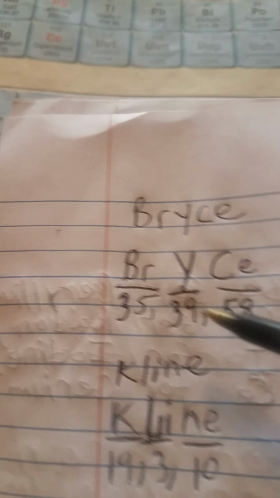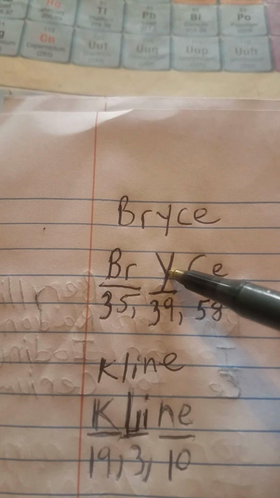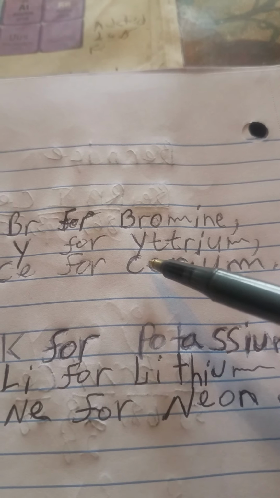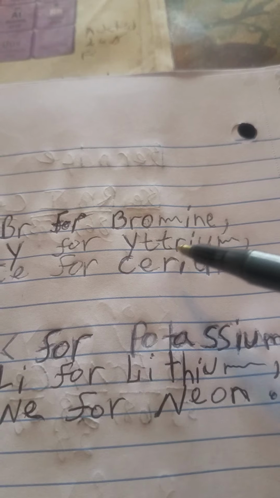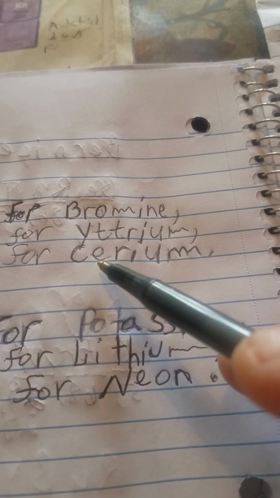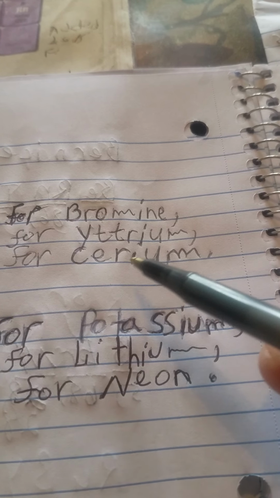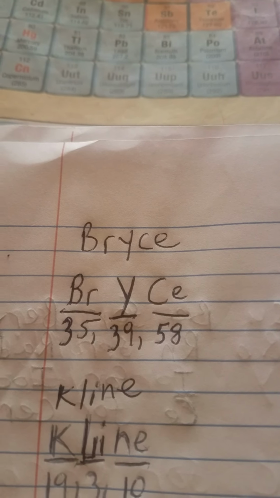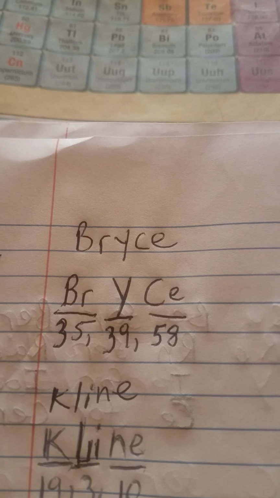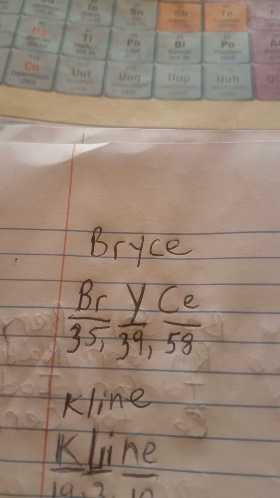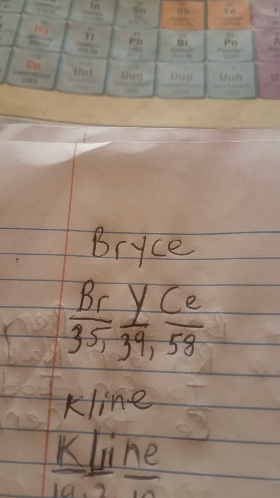Then you got the capital Y with atomic number of 39, and Y is for yttrium, Y-T-T-R-I-U-M. Then we got the capital C and the small e for cerium, C-E-R-I-U-M, with atomic number of 58. And you got the name Bryce. Is your name Bryce? Do you know anybody named Bryce? Well, you can use that name to remember chemical symbols and atomic numbers.